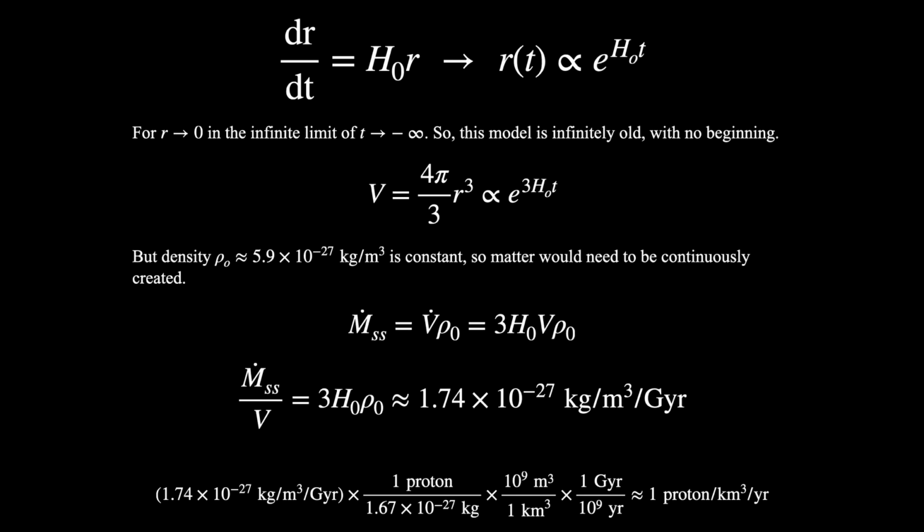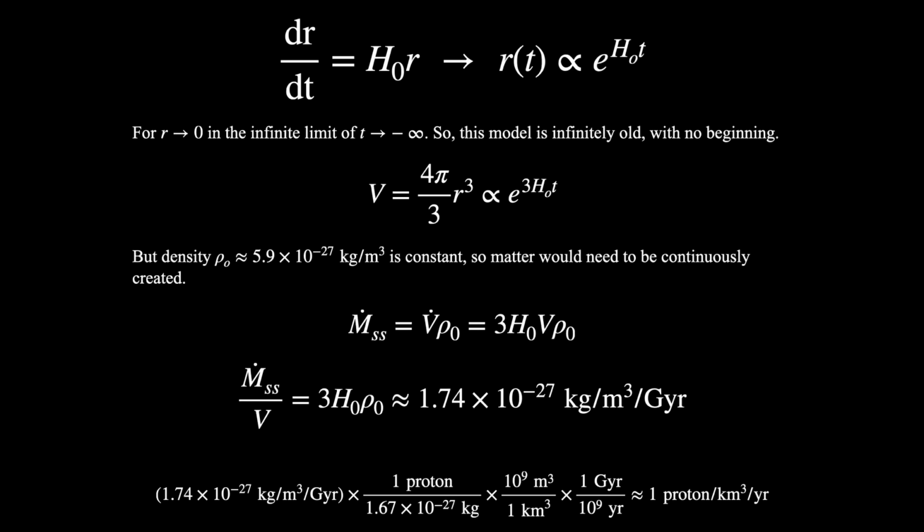So if we then say how much matter must be created per unit time, per unit volume, we get 3 times the Hubble constant times the density that we see today. And that's equivalent to about 1.74 times 10 to the minus 27th kilograms per cubic meter per gigayear, or per billion years. So that's a very tiny number. Can we make that relate to something?